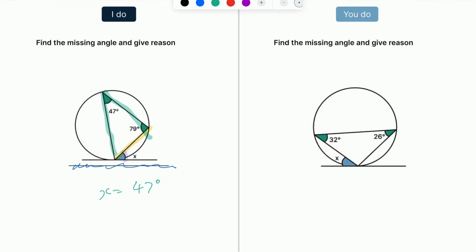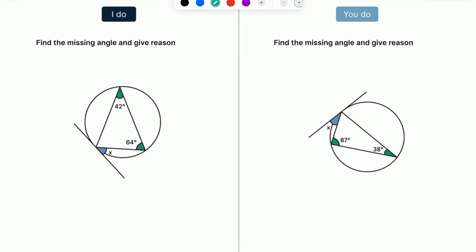And here, x, where is the chord? So the chord is that there. What angle at the circumference does this chord create? So x is equal to 26. So yeah, just remember to state your reason on this as well.